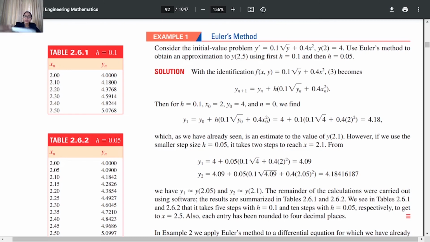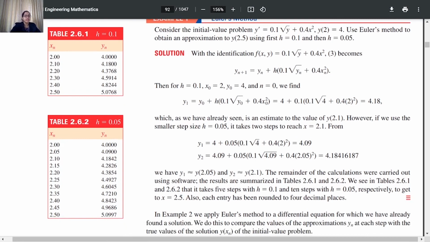Proceeding like this, they have used a calculator or a particular software, so you'll have to do it by calculator. You can see that proceeding like this, in the first case you get 2, 2.1, 2.2, 2.3, 2.4, 2.5, and the approximate value will be 5.0768. In the case of h equal to 0.05, which is also given, we'll have to use 10 steps to obtain 2.5. That is just calculation by hand, by which we can find the approximate value.